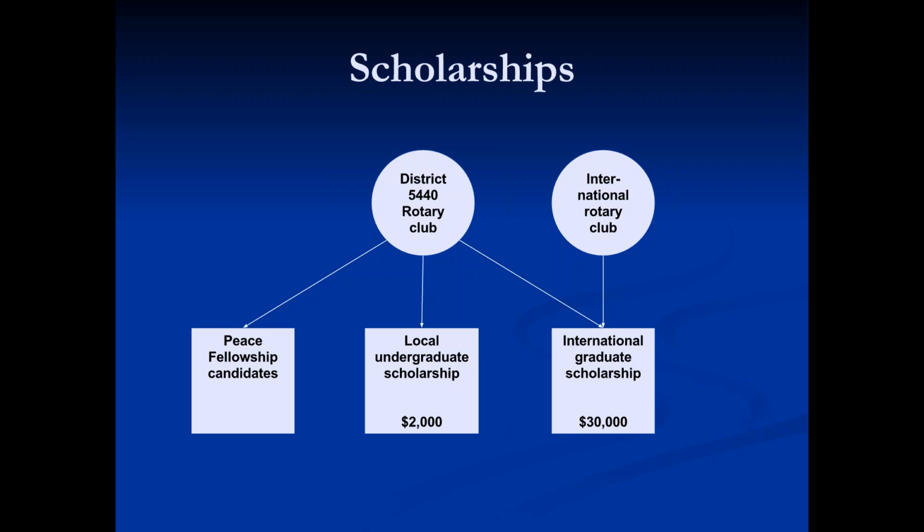We're also going to have local undergraduate scholarships, and these will be controlled by 6 regional scholarship committees throughout the district. Each committee will have $2,000 to issue, and if clubs want to contribute a little bit each to their regional committees, that number could be increased. And finally, we're going to have again this year and next year an international graduate level scholarship of $30,000. There'll be only one of these per district, so it will be a competitive process.